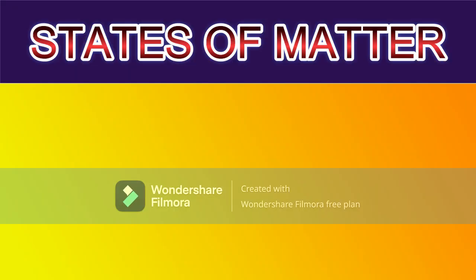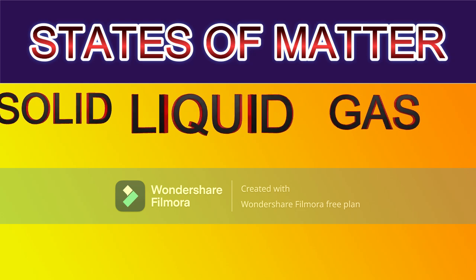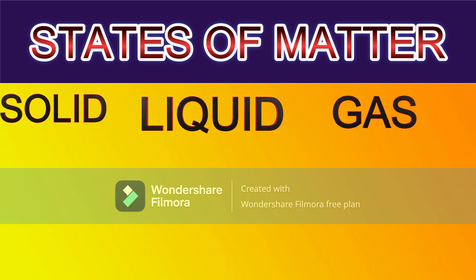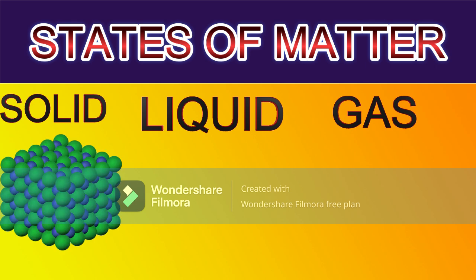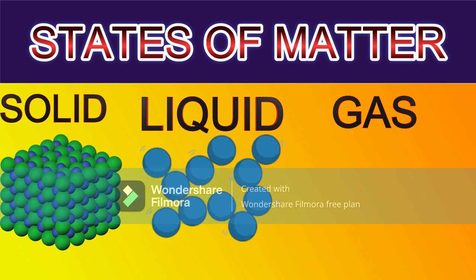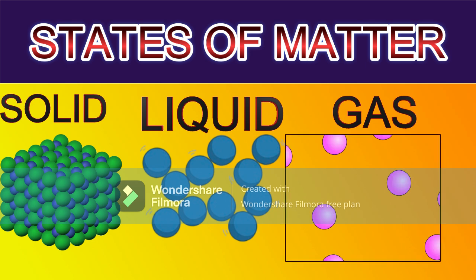So now we are going to discuss the different states of matter. There are three main states of matter, that are solid, liquid and gas. Here on the screen we can see the particles of the solid state of matter. Now we can see the particles of the liquid state of matter. And the third is the particles of the gaseous state of matter. So now let's start with the first, that is the solid state of matter.